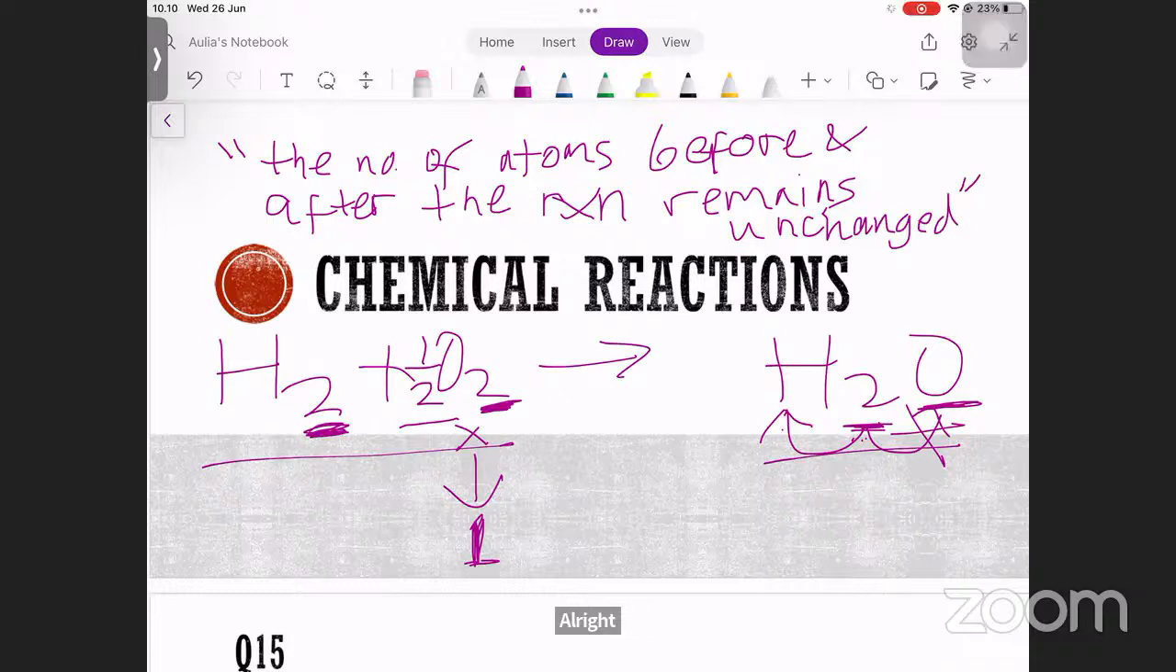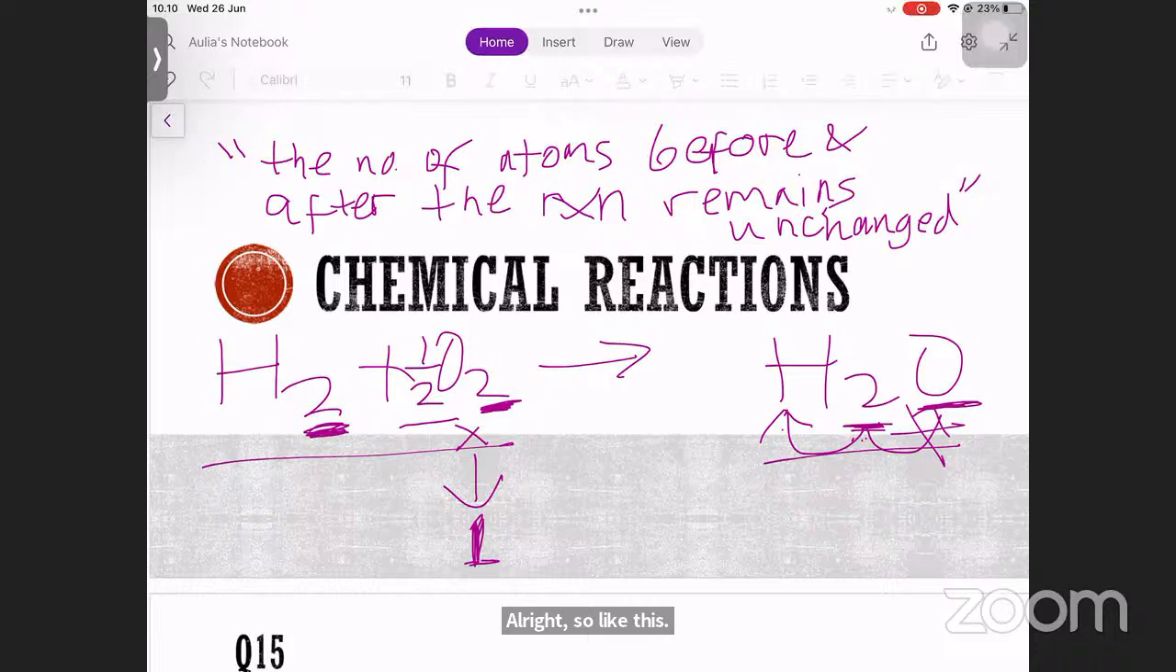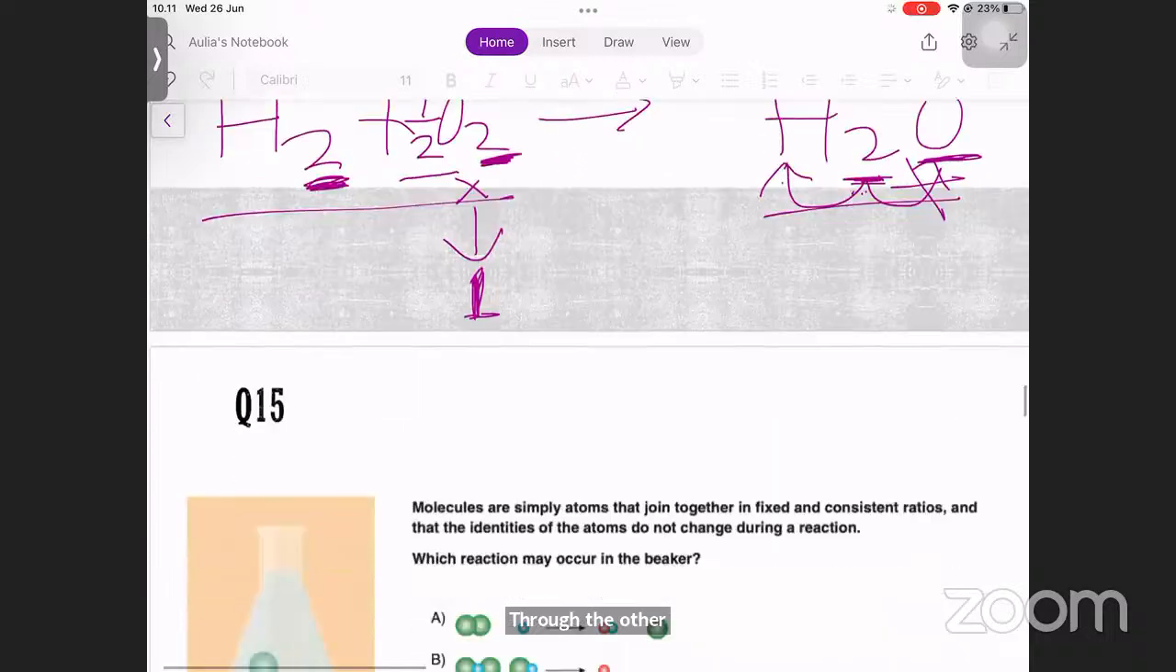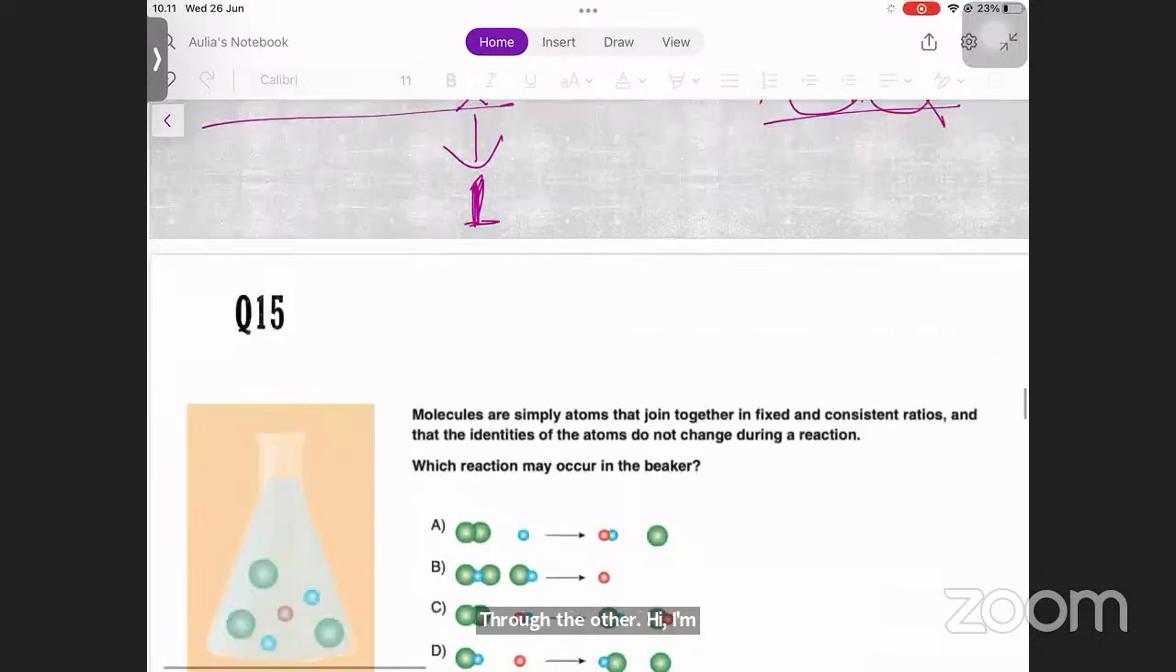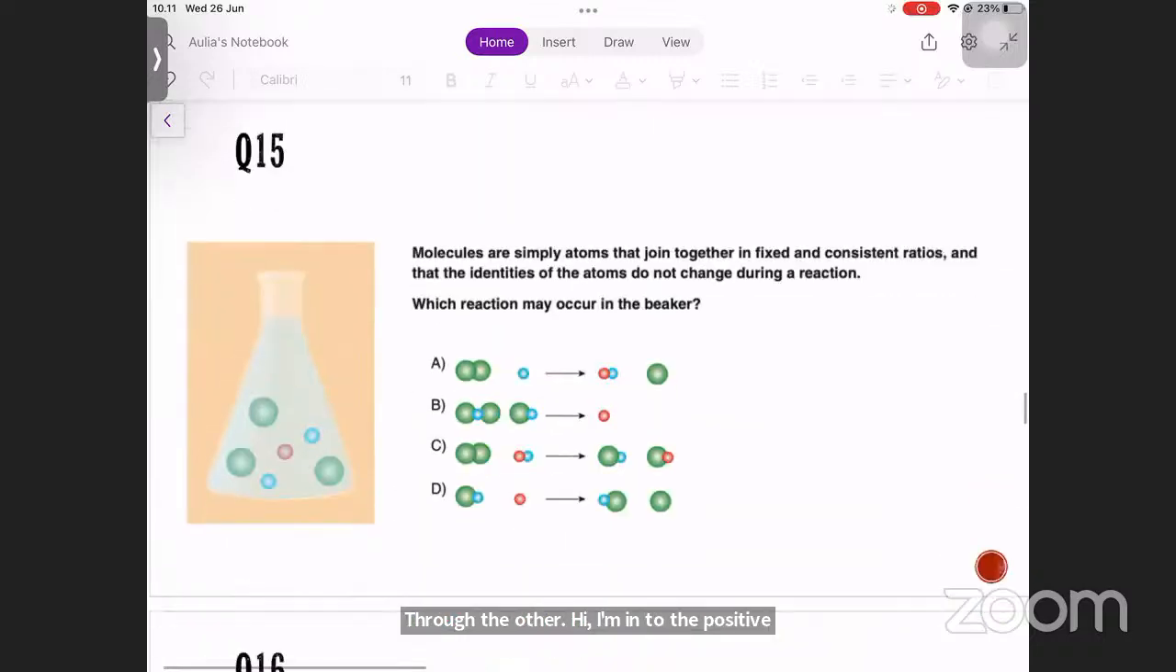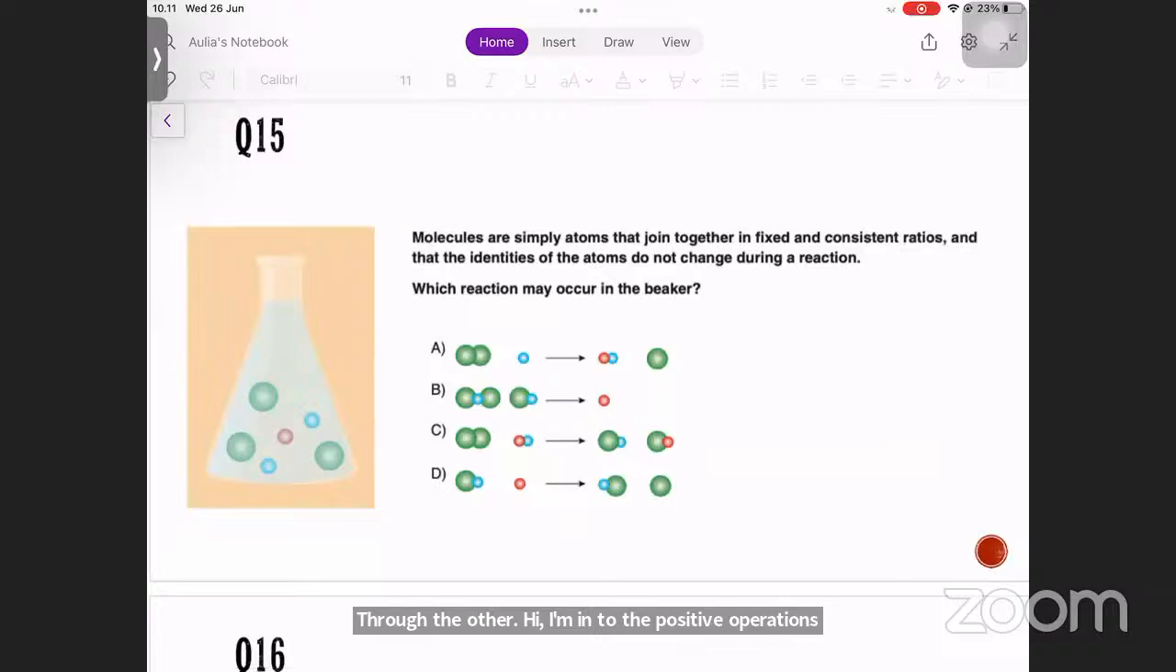Okay, now we are going to apply this knowledge to the past paper questions. Everyone, I need to go to the other room because it is very noisy out here. Please wait for 1 minute. Thank you.